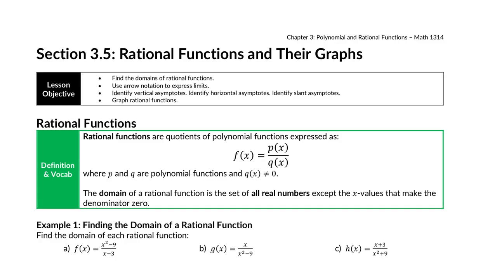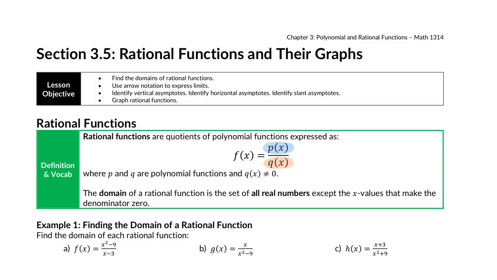So far in chapter 3, we've been focused on polynomial functions, graphing them, finding their zeros, dividing them, that sort of thing. But today we're going to shift gears and talk about rational functions. Remember, rational functions are the functions that look like a fraction where there is a polynomial in the top and there is a polynomial in the denominator.